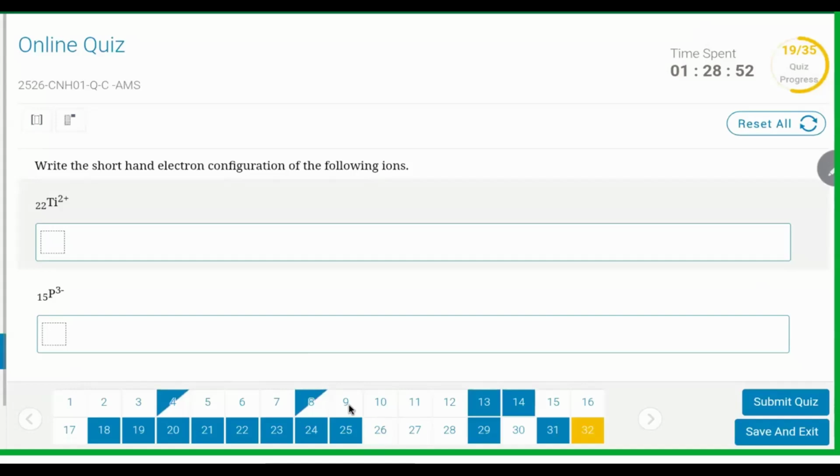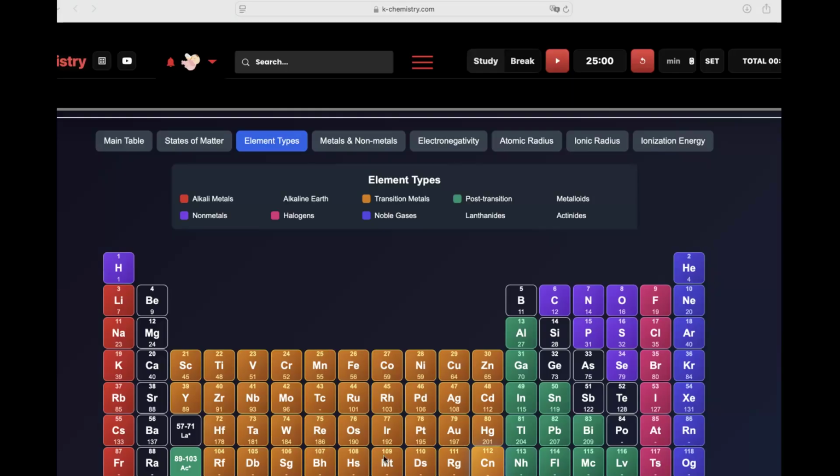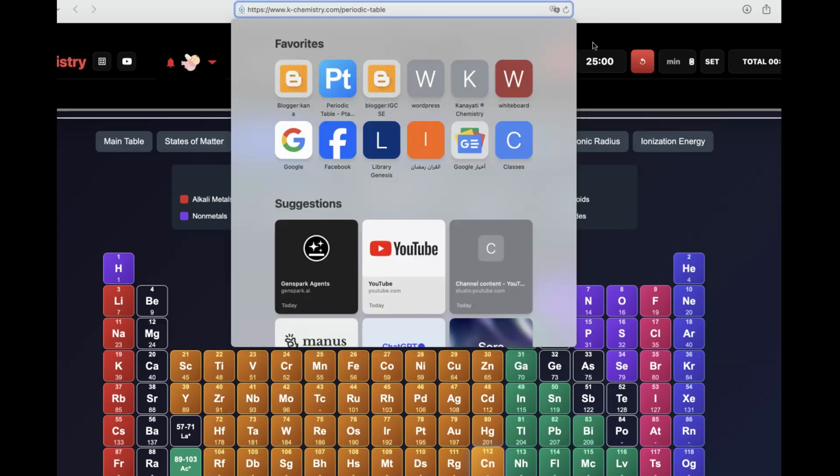The next question here, number 32: write the shorthand electronic configuration of the following. Titanium. So titanium is the same thing. Go to the previous noble gas, but this is iron. Take care. I will tell you how to do the iron. So titanium 2 plus. Let's go to the periodic table in k-chemistry.com if you want to see the site of this periodic table.